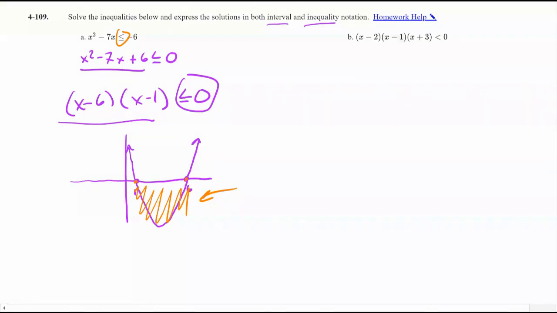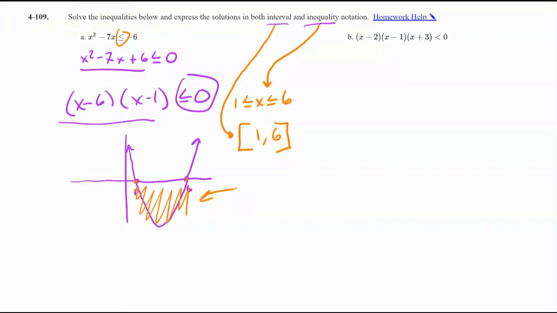Because it's less than or equal to, the way I would write this in inequality notation is 1 is less than or equal to x, which is less than or equal to 6. That would be inequality notation. For interval notation, we use the bracket to say that it includes 1, and it goes to 6, and it includes 6. So that would be my interval notation for the first one.